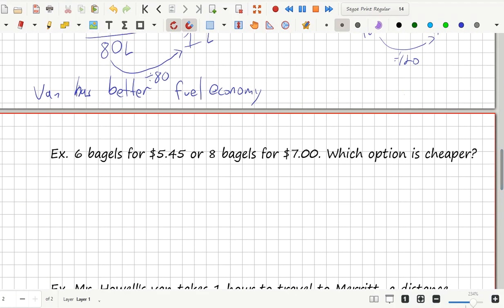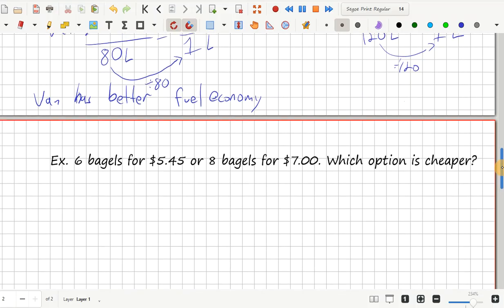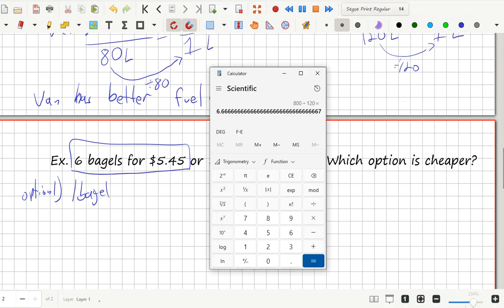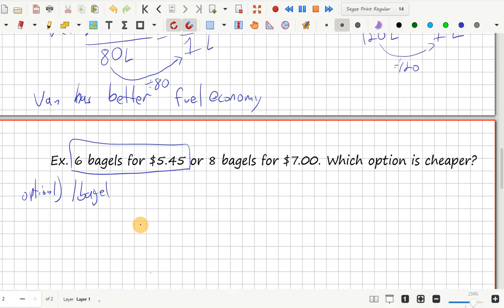Okay, another example. 6 bagels are going to cost you $5.45, which is a better deal, or 8 bagels for $7. Okay, so we'll look at the first one first, 6 bagels for $5.45. So we want to get both these in a unit ratio, basically. So I want to figure out how much 1 bagel is for this option. Okay, call this option 1. So for option 1, for 1 bagel, we divide by 6. So we're going to have to take the total price of $5.45, and divide it by 6 as well. So 1 bagel is about 91 cents.